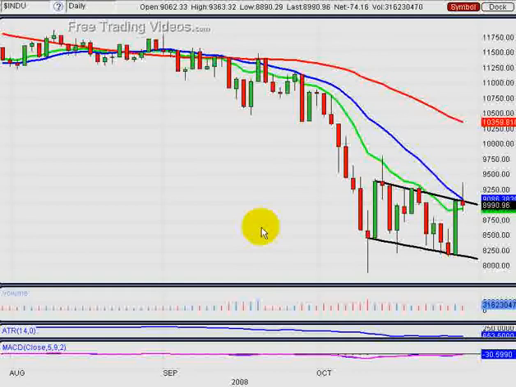I'm going to take a look here at the Dow on a daily chart. We can see on the Dow right here, most of the indexes set up the same way. We've got this downward channel generated here. Now it's not a downward channel at an aggressive pace, but we are on a downward channel.